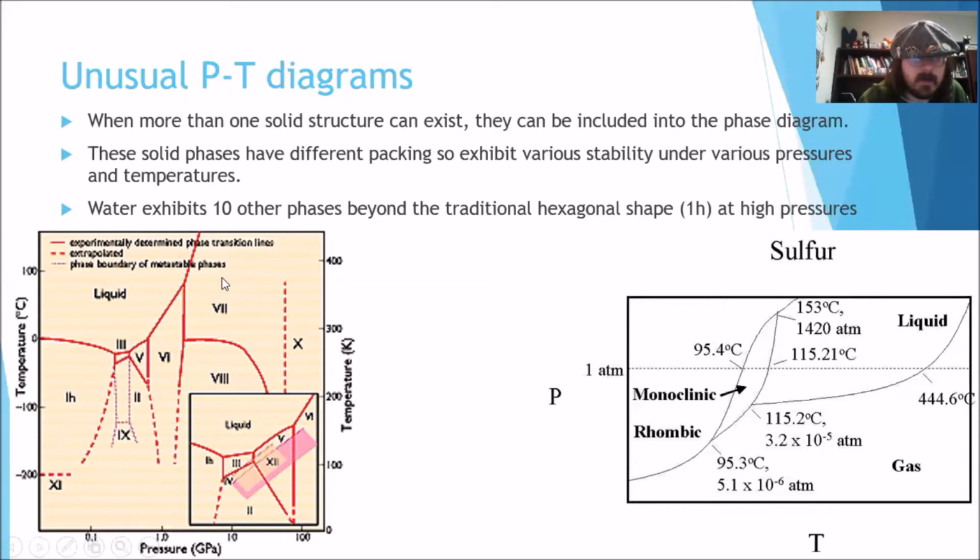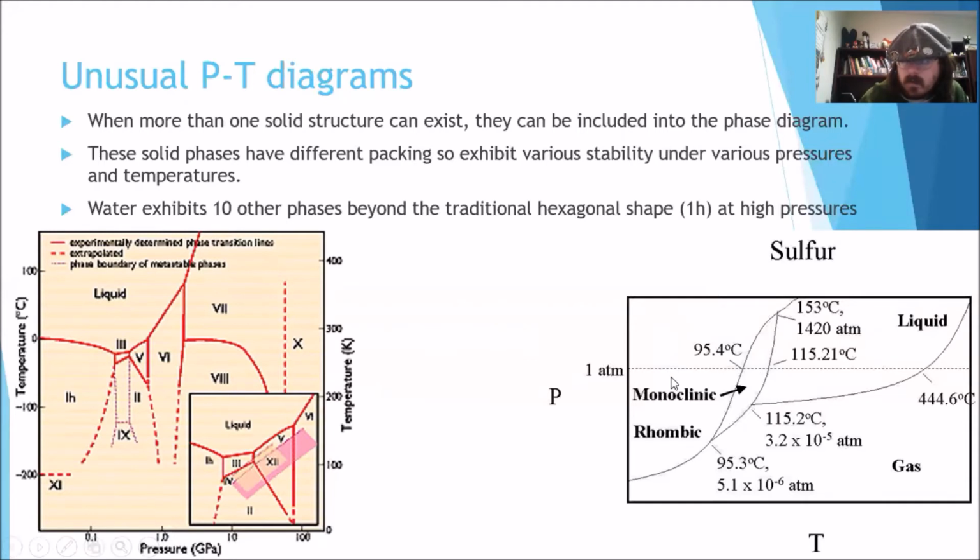At a high enough pressure, it will freeze at, what, that's 100 degrees C? If you have it a little bit over 1 gigapascal, maybe like 3 gigapascal, something like that, and you're going to adopt phase 7. Sulfur will adopt a monoclinic phase here. It can be rhombic right here and gas there. So we have different shapes of the crystal structure depending on high pressure, low pressure.